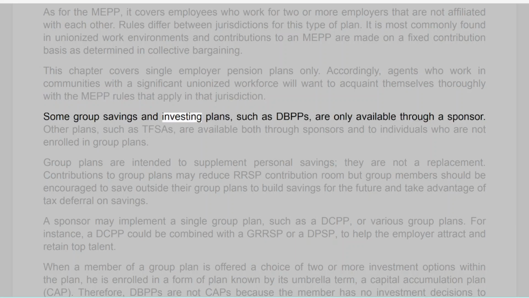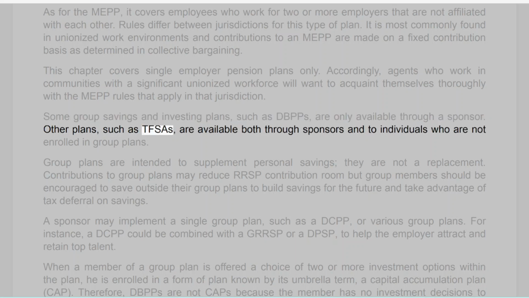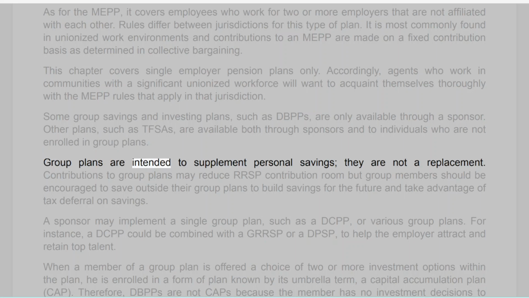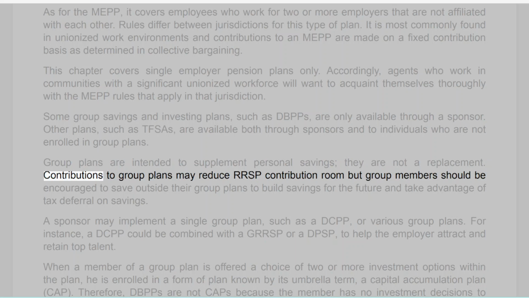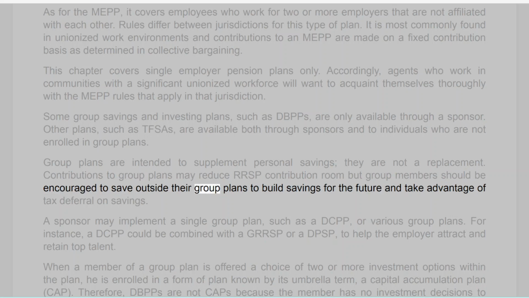Some group savings and investing plans, such as DBPPs, are only available through a sponsor. Other plans, such as TFSAs, are available both through sponsors and to individuals who are not enrolled in group plans. Group plans are intended to supplement personal savings, they are not a replacement. Contributions to group plans may reduce RRSP contribution room, but group members should be encouraged to save outside their group plans to build savings for the future and take advantage of tax deferral on savings.